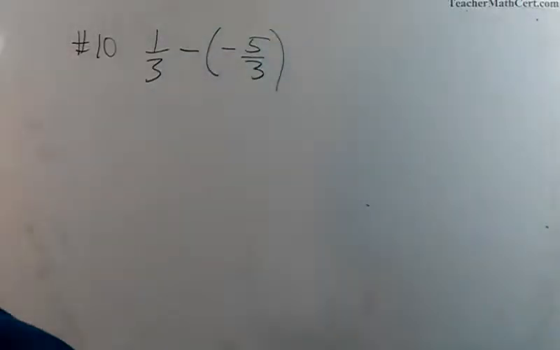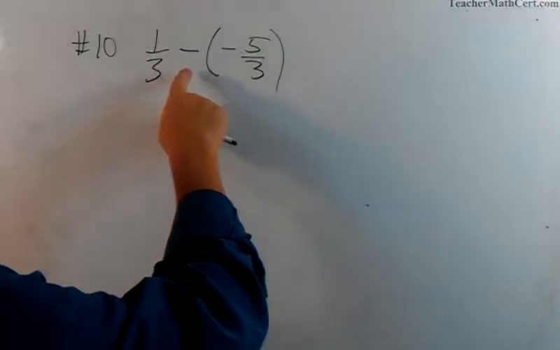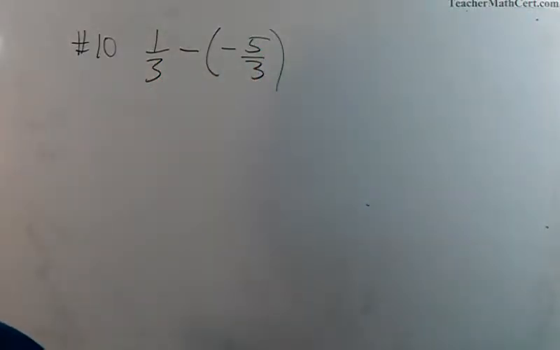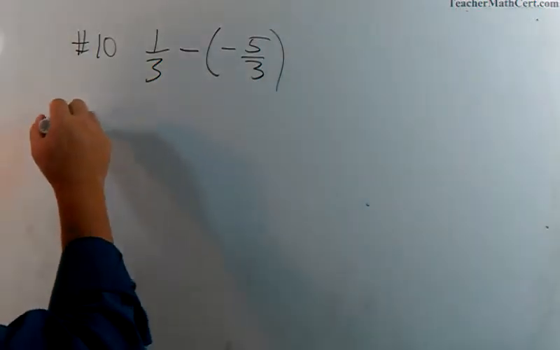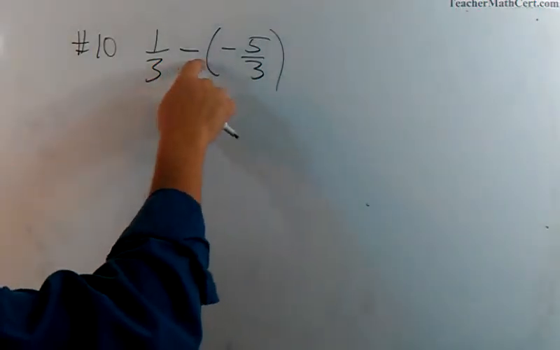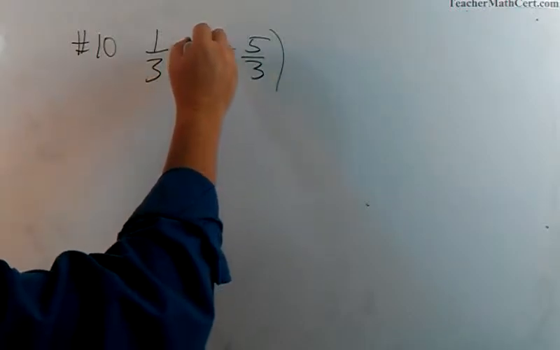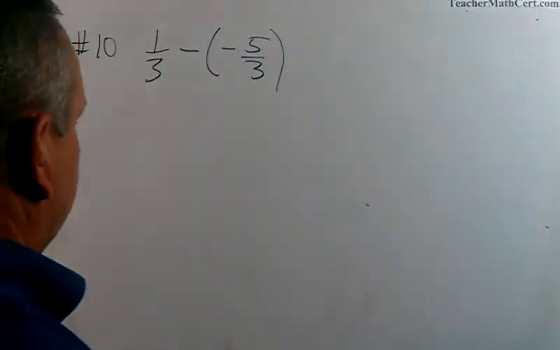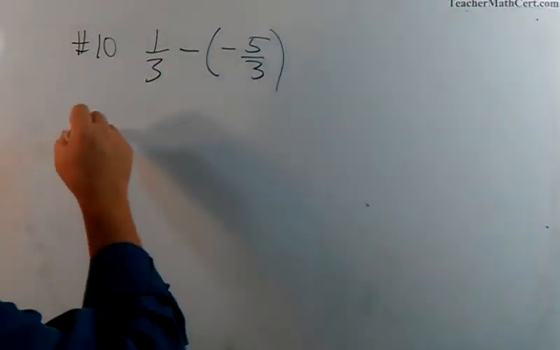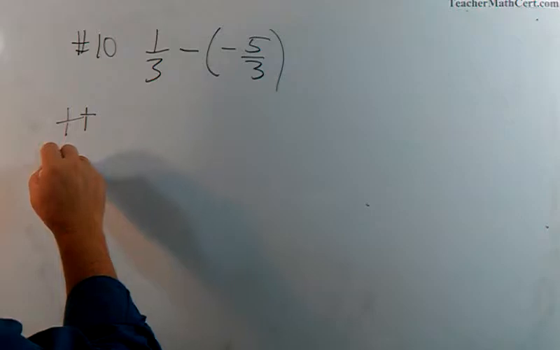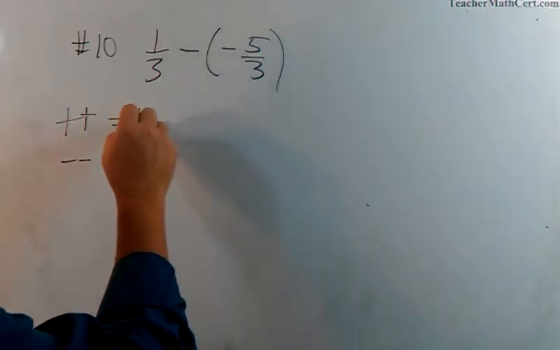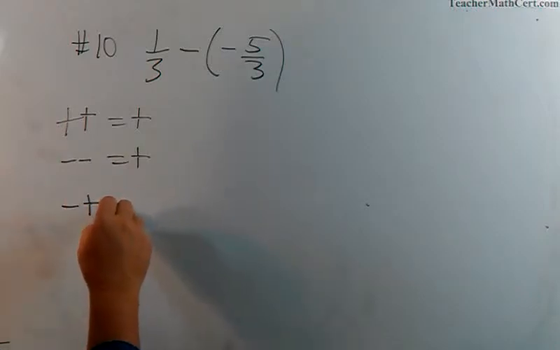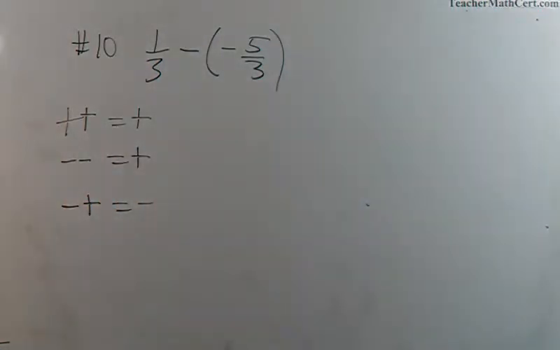Okay, number 10. So you've got 1/3 minus a minus 5/3. The rules for multiplication, which this is understood to be a -1 here. It's understood to be a -1. So the rules for multiplication are, if the signs are the same, they're plus. If both signs are not the same, then it's negative.